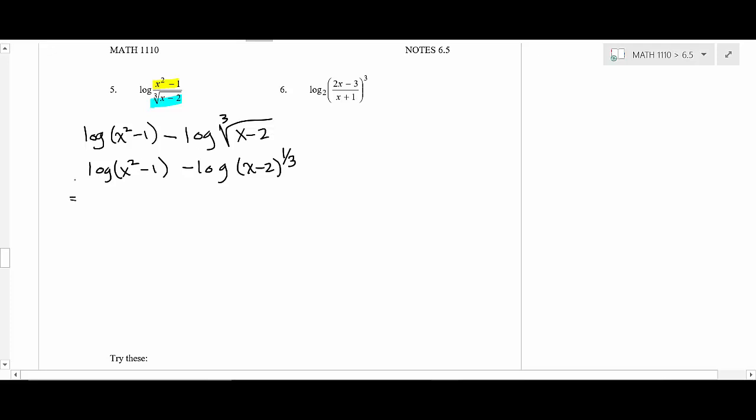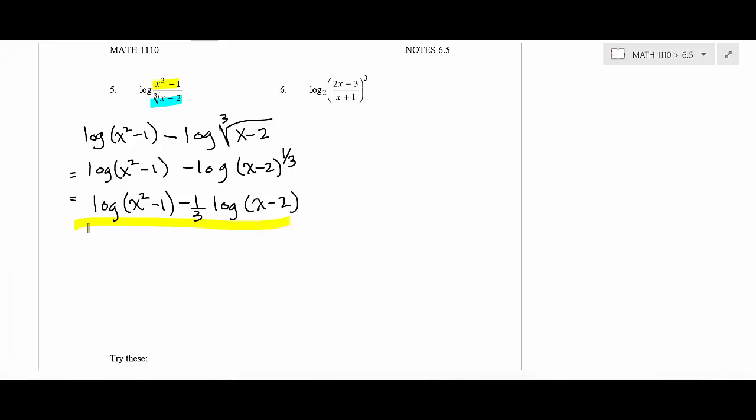So what you would have then is log of x to the second minus 1, and then minus 1/3 log of x minus 2. Okay, and that's as far as you can take that out. Again, you can't break up log x minus 2. That's done. You can't do anything with that. Okay? All right. Okay, now next one.